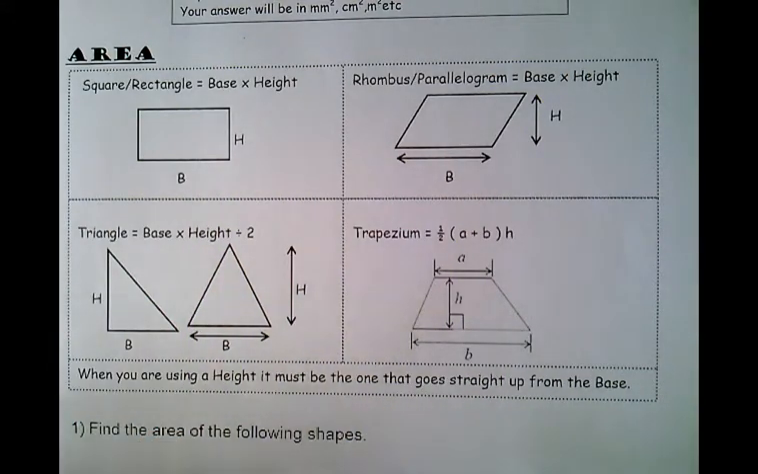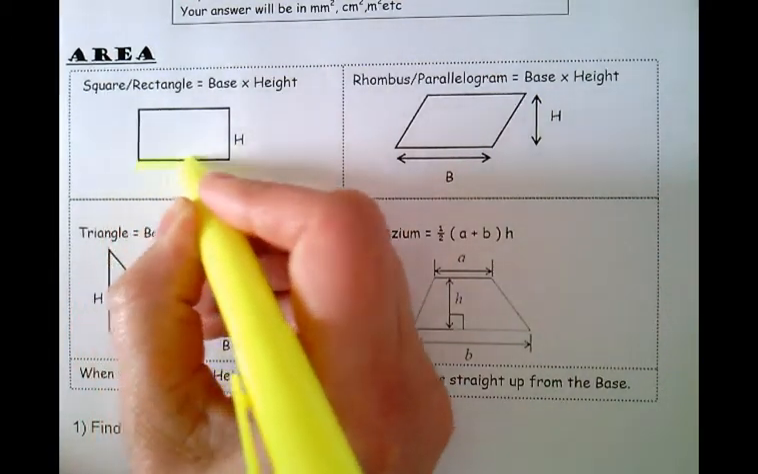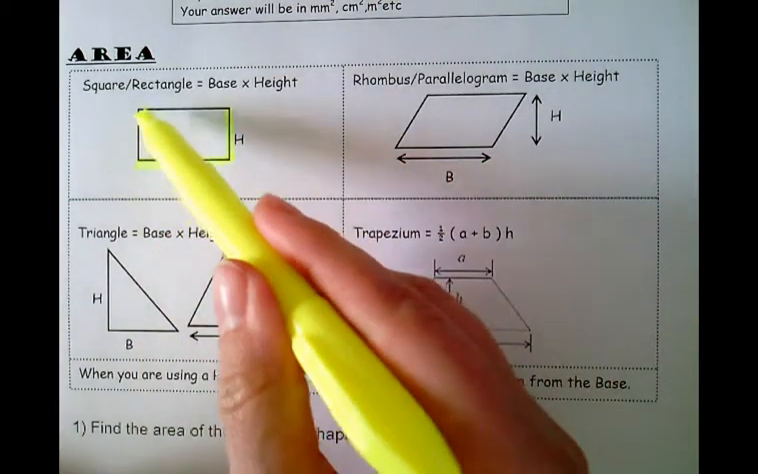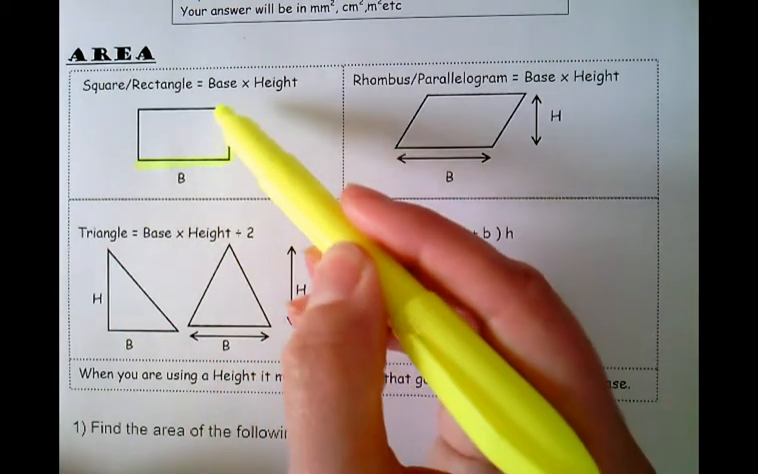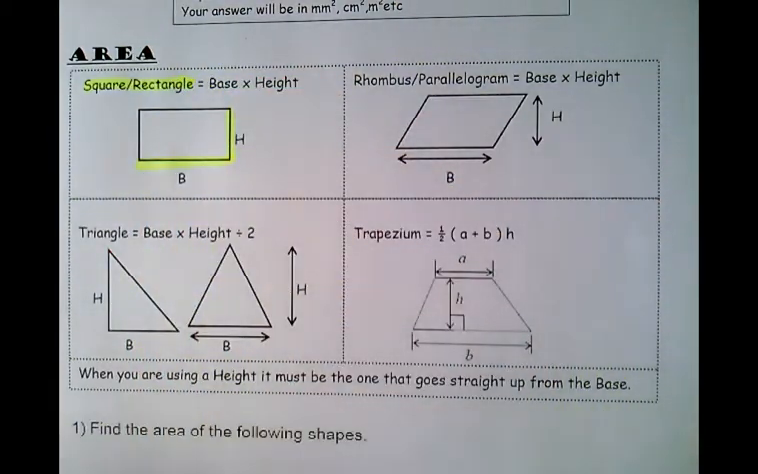So the first one is just for squares and rectangles. So for you to find the space inside those shapes, you just do the base multiplied by the height. And that would get you the same as you counting how many squares are inside if you do the distance across by the distance going up. So that's for squares and rectangles.